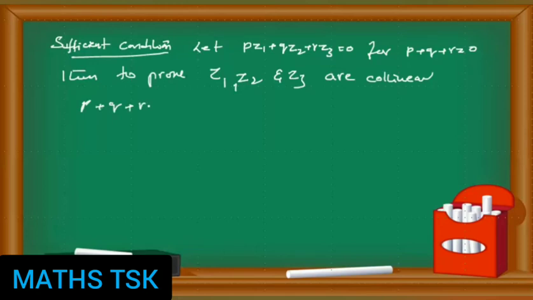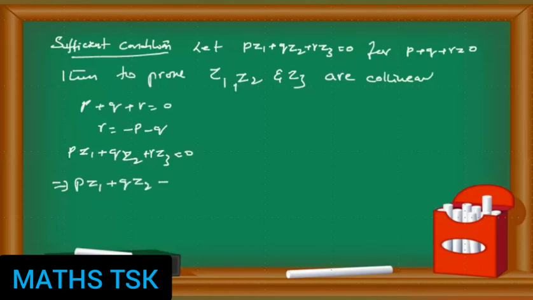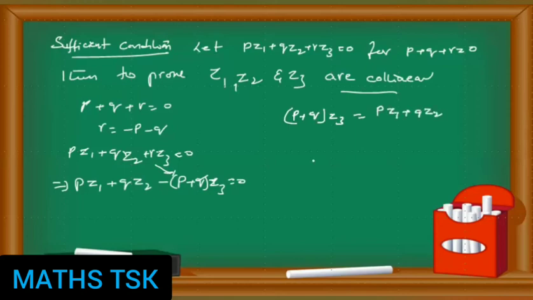Since P plus Q plus R is equal to 0, I consider R is equal to minus P minus Q. Substitute here, Pz1 plus Qz2 plus RZ3 is equal to 0 implies Pz1 plus Qz2 minus of P plus Q into Z3 is equal to 0. Replace the R with minus P minus Q. P plus Q into Z3 is equal to Pz1 plus Qz2. So Z3 is equal to Pz1 plus Qz2 by P plus Q.